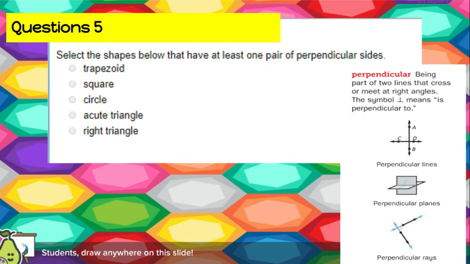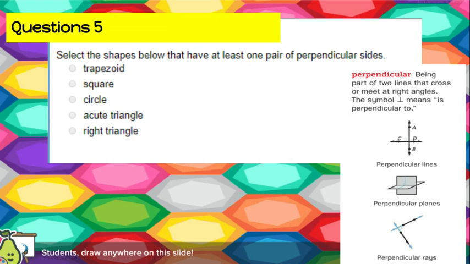On this question, you're going to need to type the names of the shapes so that you can type more than one of these answer choices. You can type the name of the shape, then put a comma, and type the name of the next shape that has to have at least one pair of perpendicular sides. Just make sure to put commas between the names of your shapes.